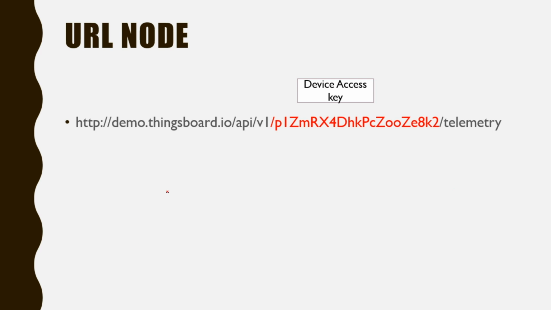I just brought the URL into Node-RED. So this is your http://demo.thingsboard.io/api/v1. Then this access code you would have got after creating your device in ThingsBoard. You copy that and paste the access key here, then slash telemetry. We are supposed to give telemetry in order to visualize our output in the telemetry. So this is the complete structure of the URL. Once this HTTP request is done, you can click done.